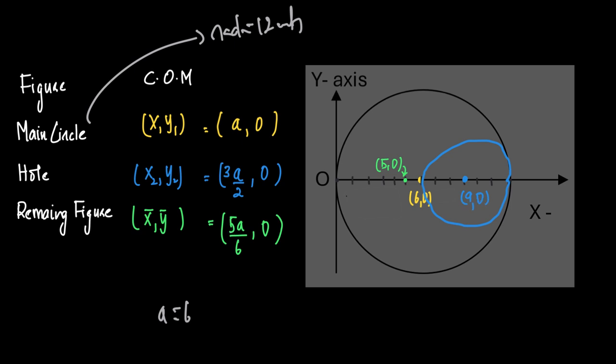And therefore the center of mass 5a by 6 for the remaining figure will be equal to 5 into 6 by 6, which will be 5. So the earlier center of mass of the figure was at 6 comma 0 when some mass was removed from the right end. Take down this thing. When the mass was removed from the right end, the center of mass of the remaining figure shifted towards the left of the first center of mass. 6 comma 0 was the first one. It shifted towards the left of it, going to 5 comma 0.